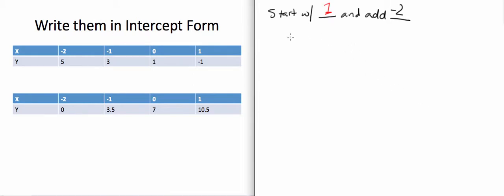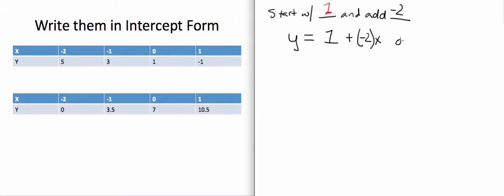So we start with 1 and add -2. That transfers into intercept form. y is equal to 1, our first value, that's alone. Our start with value is alone. And then we're going to add a -2 times x. So our intercept form was a plus bx. This is our a value. This is our b value. So we've got y equals 1 plus -2 times x.